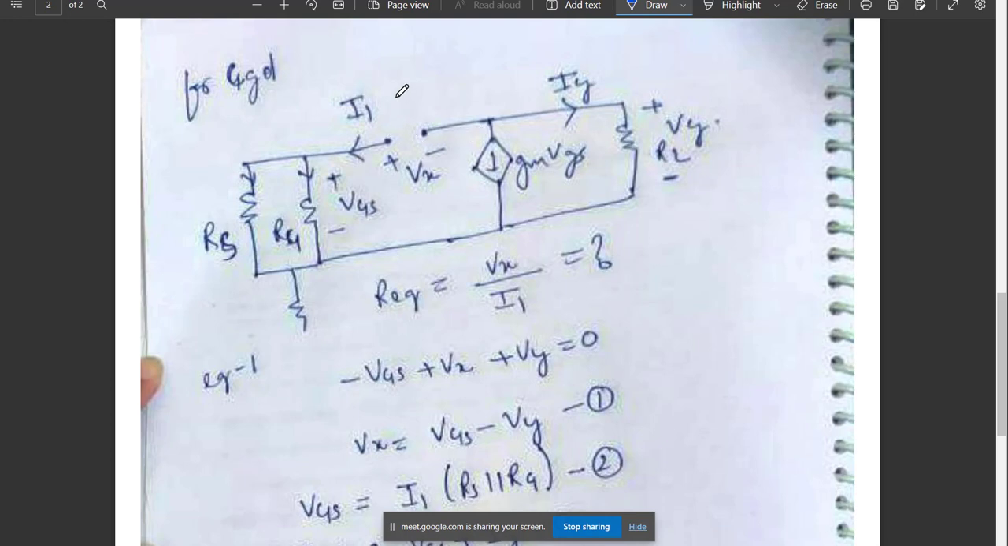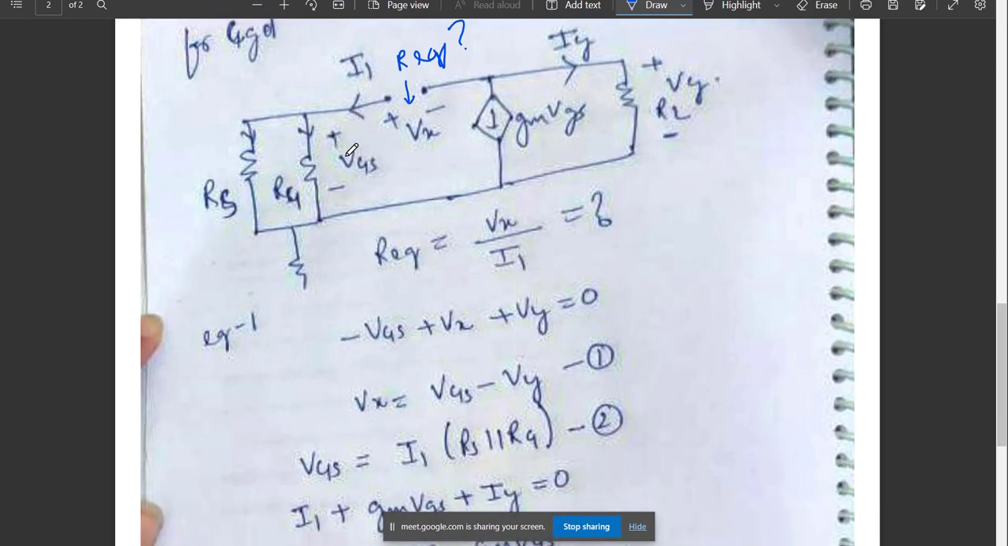So from here we have to find out R equivalent, looking from this side, right? And we have taken the potential drop from this point to this point as plus minus Vx, right? And here we have taken the current flowing through this part as I1. So R equivalent will be Vx by I1, right?